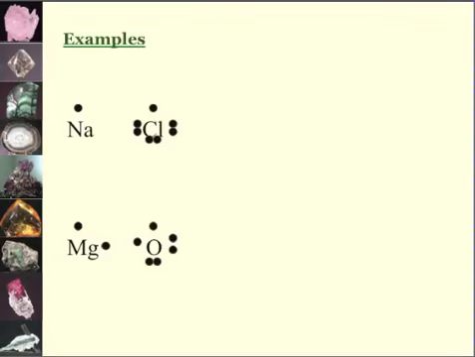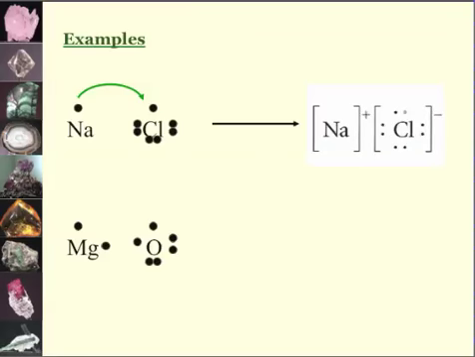So we have examples here. We have sodium chloride, okay? That 1 electron on the sodium is going to go and satisfy the octet rule on the chloride, okay? It's going to give me a positively charged sodium and a negatively charged chlorine, and it's going to form NaCl.